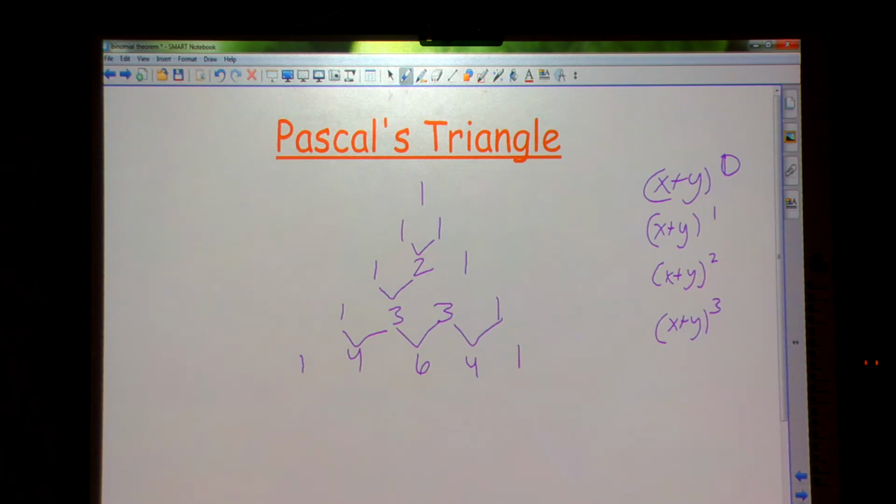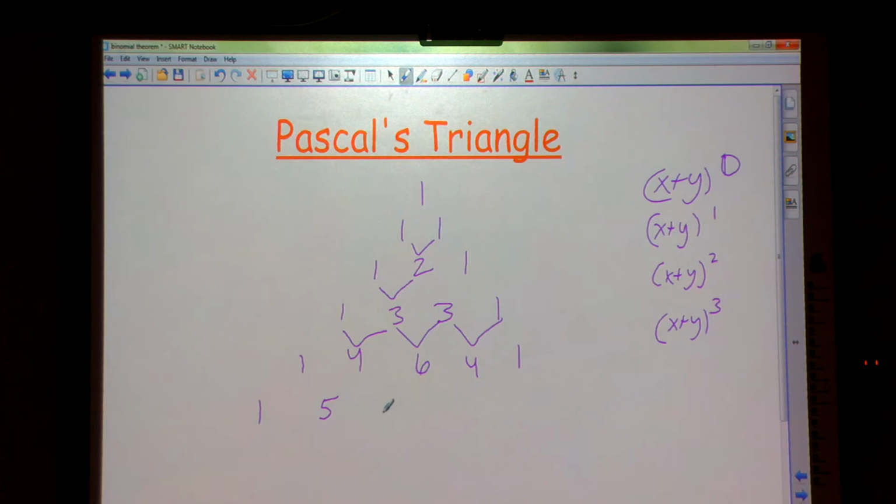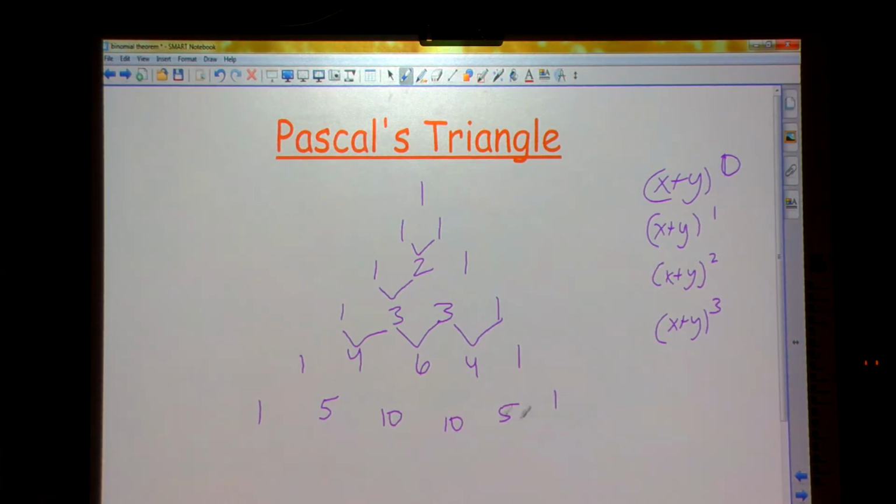So this next row will be 1. And add these, I get 5. Here I get 10. 10, 5, 1. So my coefficients for x plus y to the 5th will be these. Okay, notice if it's an odd power, you're going to have symmetry here. But if it's an even power, you're going to have that one number in the middle. It's still symmetric, but it just appears once instead of twice.